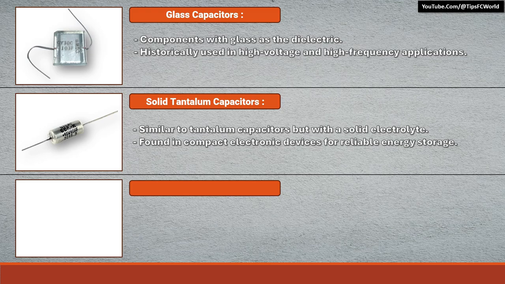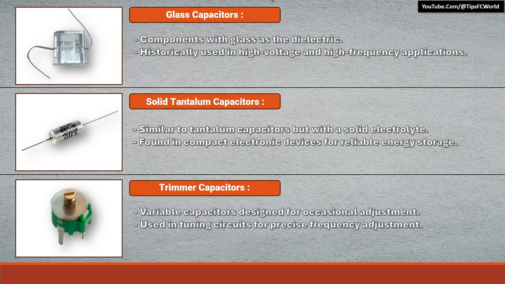Solid tantalum capacitors, similar to tantalum capacitors but with a solid electrolyte. Found in compact electronic devices for reliable energy storage. Trimmer capacitors, variable capacitors designed for occasional adjustment. Used in tuning circuits for precise frequency adjustment.